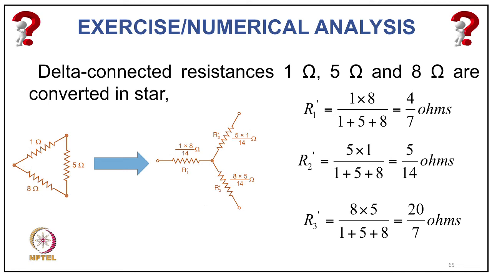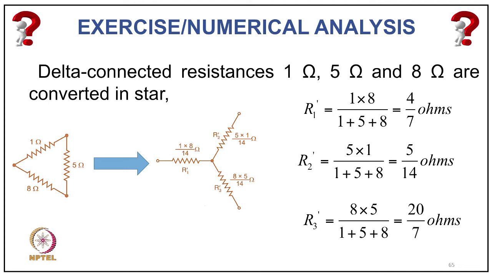As we know, in star connection the resistances are much lower than in delta connection. Similarly, R2 takes the two sides of R2, that is 5 into 1 divided by the sum of all three resistances, 1 plus 5 plus 8. So, that is 5 by 14. And R3 dash will be the two sides of resistance, 8 and 5, 8 into 5 divided by the sum of all three resistances, 1 plus 5 plus 8, equal to 12 by 7. And we know that in this equivalent star the values of resistance are much smaller than delta.